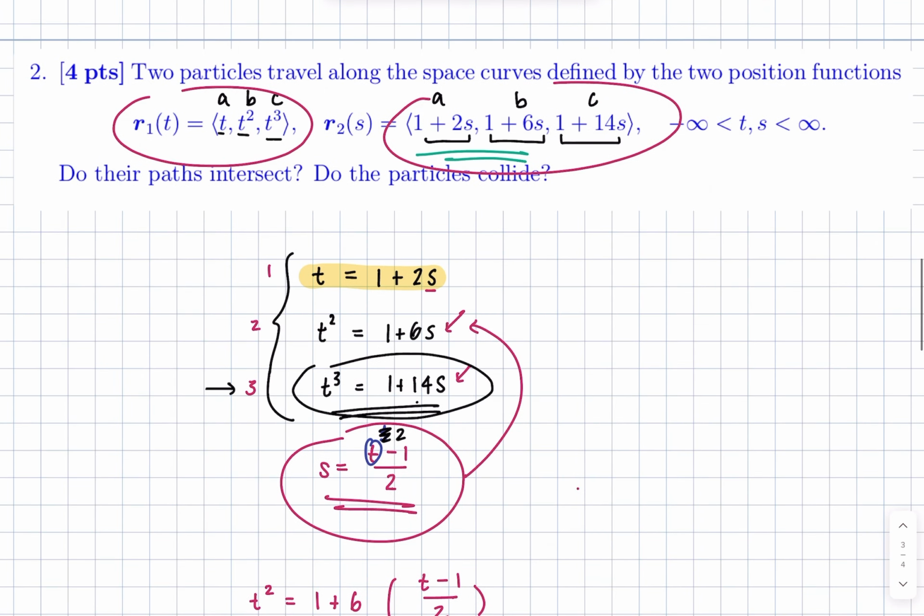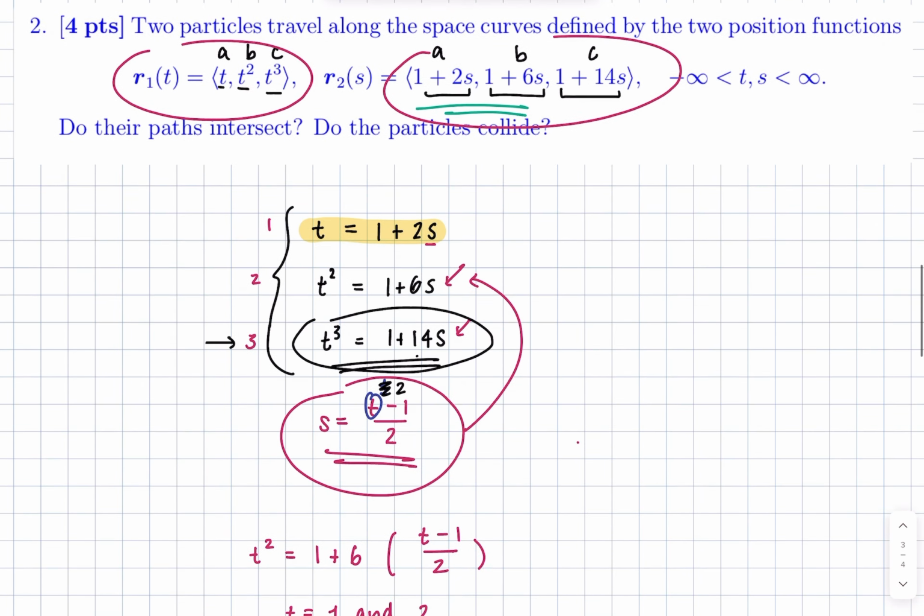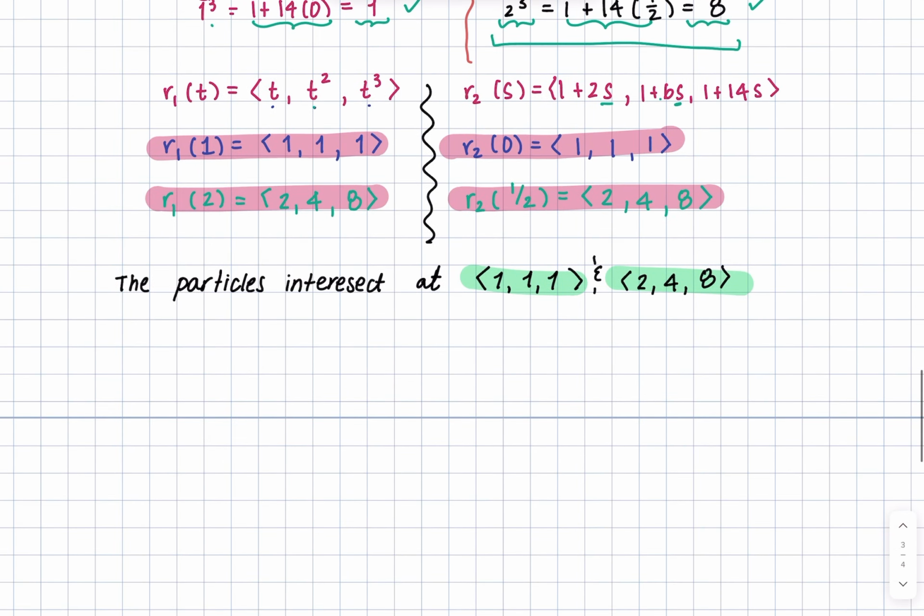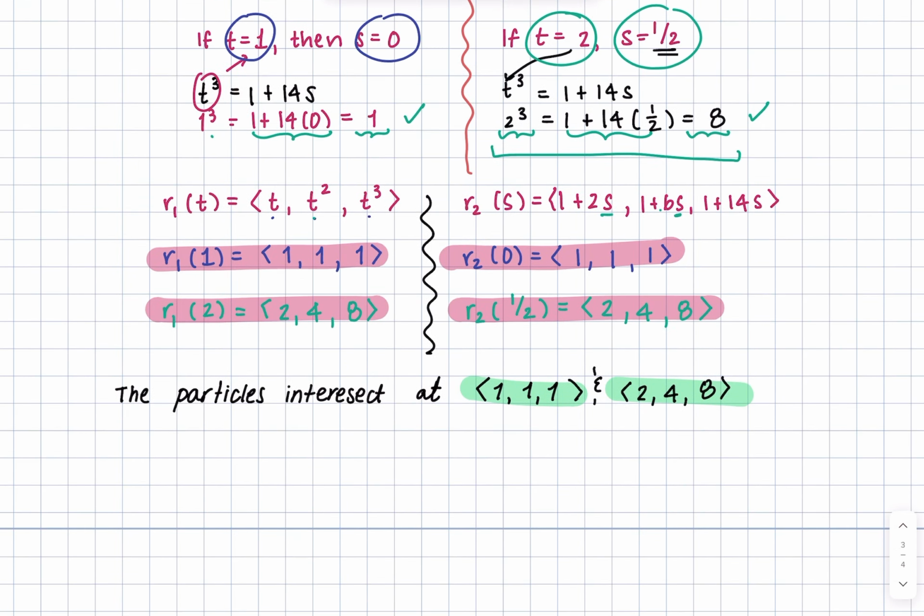Now we have our second part to the question. Do the particles collide? A collision means that the two particles occupy the same point at the same time. So intersection means the particles occupy the same point, but not necessarily at the same time. So in this case, what we're trying to see when they collide is that our times are the same.